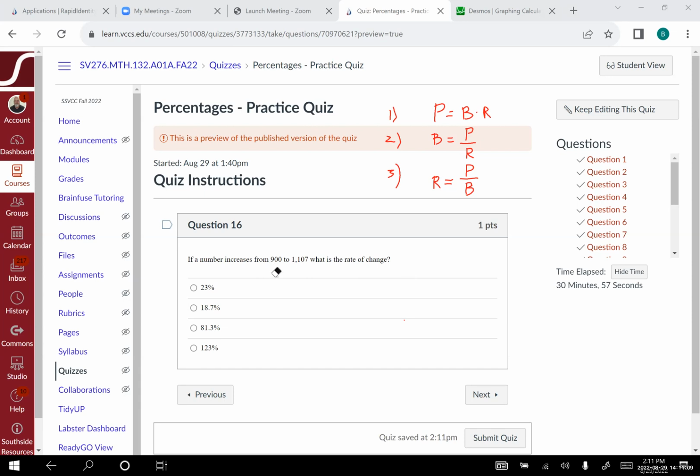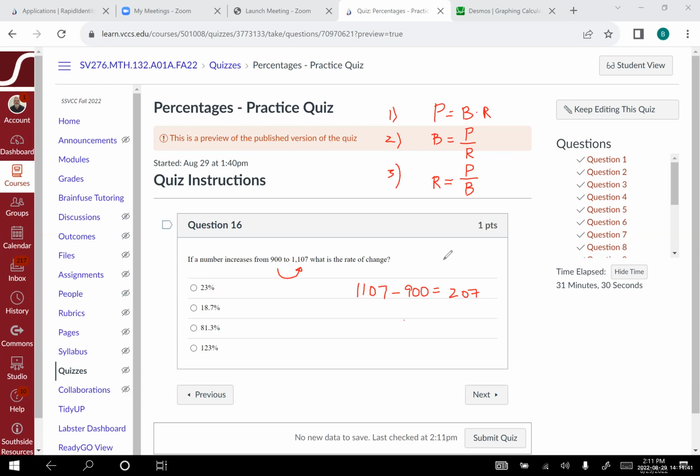If a number increases from 900 to 1107, what's the rate of change? We did one similar to this. How did we find that increase? If we went from 900 to 1107, how much did we increase? Subtract, right? Very good. Start with that 1107, subtract the 900. That'll tell us our increase, which will become our part. And that is 207.